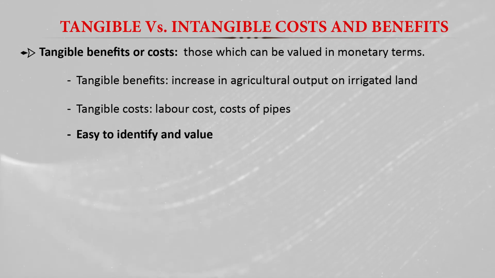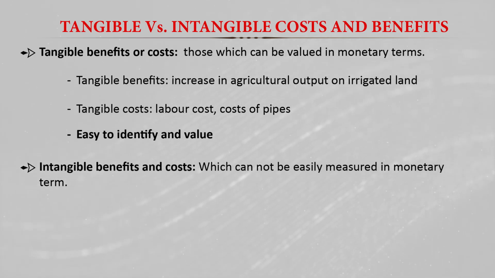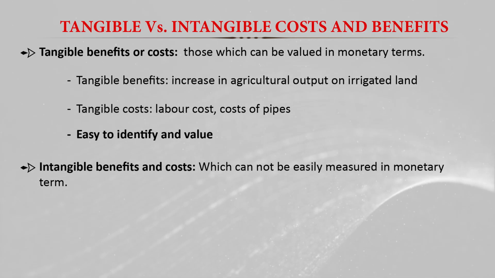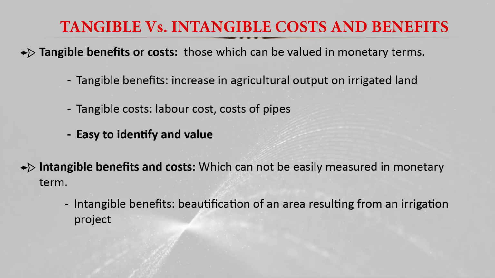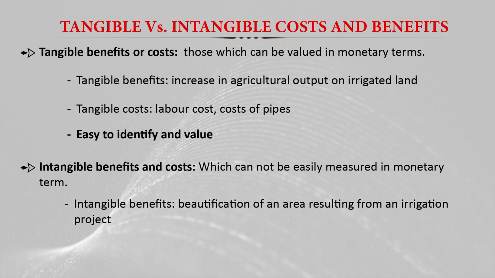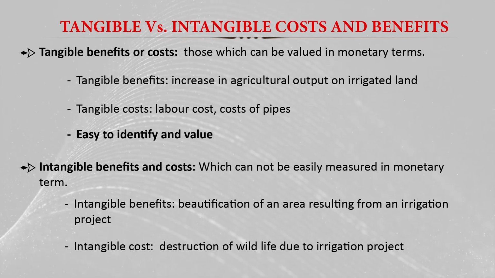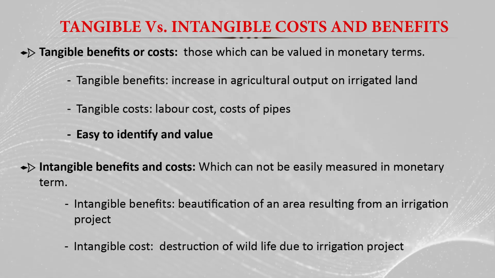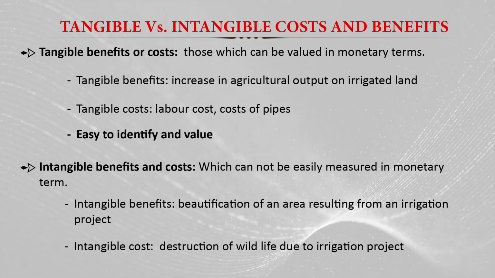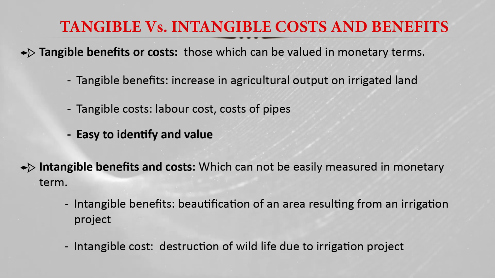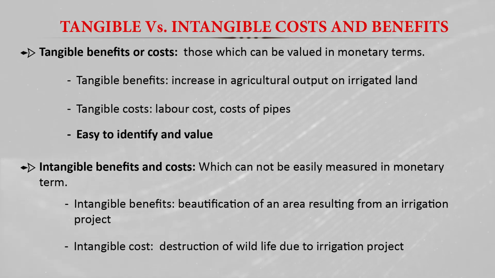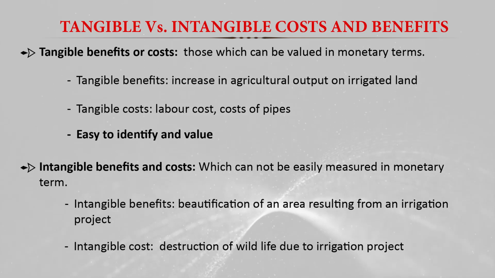Then on the other side we have the intangible benefits and costs, which cannot be easily measured in monetary terms. For example, an intangible benefit is the beautification of an area resulting from an irrigation project. An intangible cost example is the destruction of wildlife due to the irrigation project. If we are developing a new irrigation project like a dam, there will be some loss to the wildlife in that area. We call that an intangible cost, because we cannot measure that loss to the wildlife in monetary value.